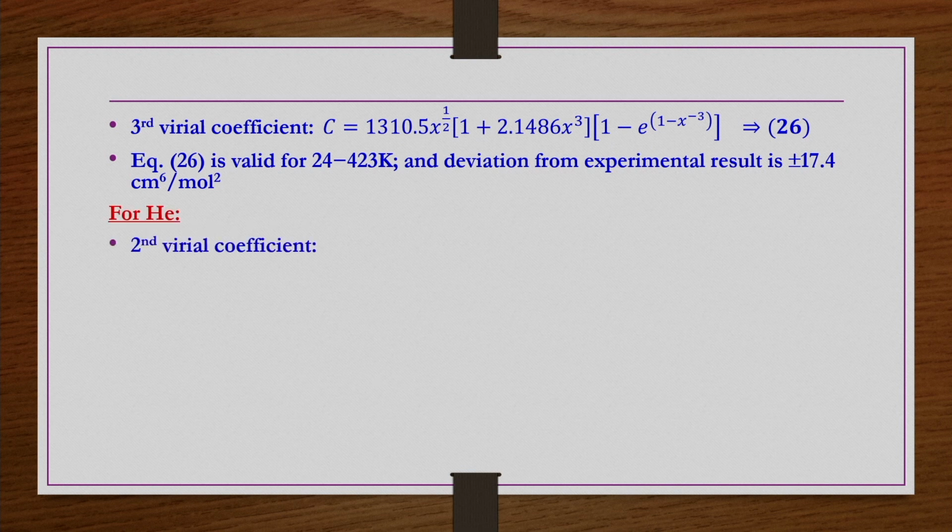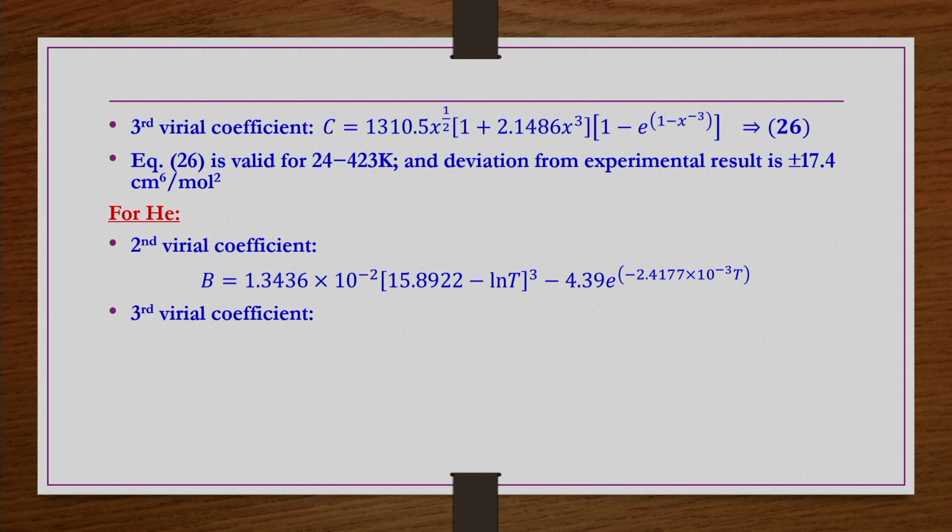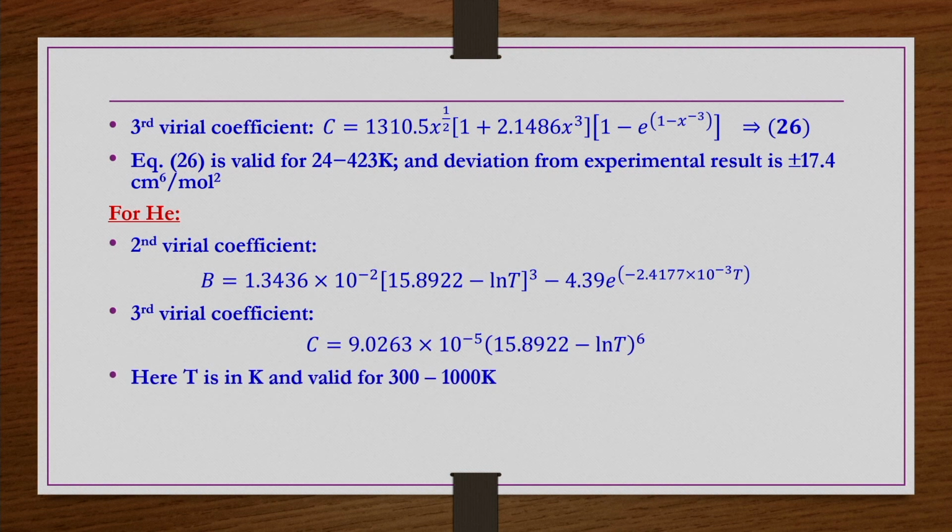Similarly, for helium, the second virial coefficient is given by this expression as a function of temperature, and the third virial coefficient is given by this expression, again as a function of temperature. The temperature in these two correlations is in Kelvin, and is valid between 300 to 1000 Kelvin. Likewise, for neon tabulated information is available, so one need not go for correlations.